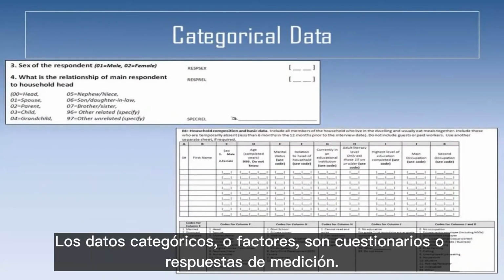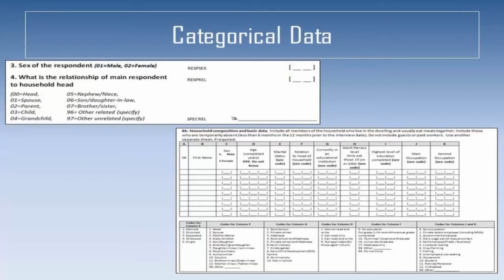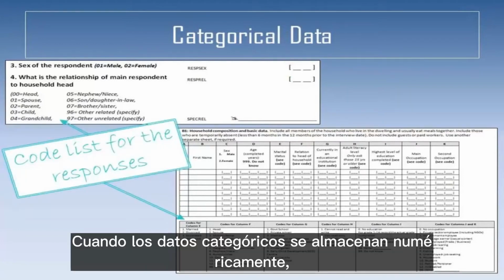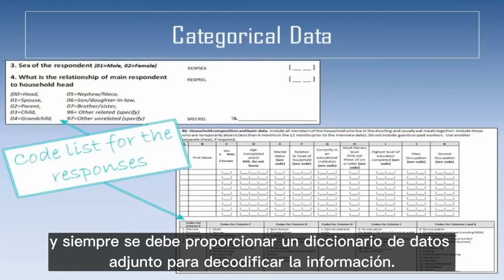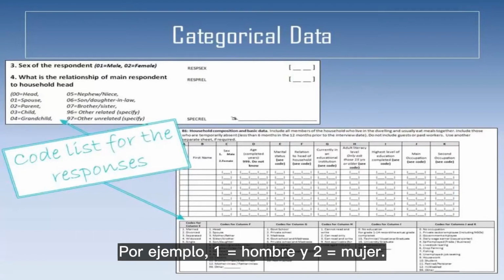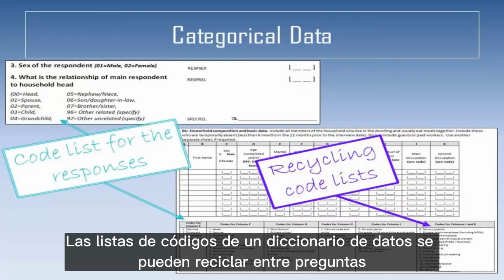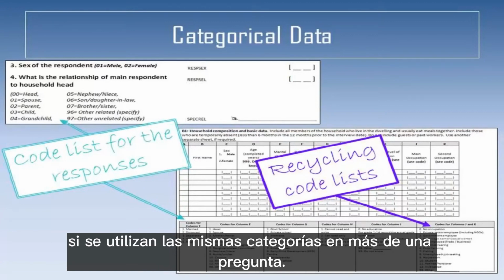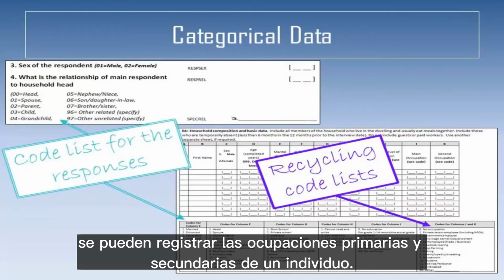Categorical data or factors are questionnaire or measurement responses that fall into categories, for example, respondent gender, male or female. Where categorical data is being stored numerically, each of the categories should be assigned a code, and an accompanying data dictionary must always be provided to decode the information. For example, 1 equals male and 2 equals female. Code lists from within a data dictionary can be recycled across questions if the same categories are used in more than one question. For example, using a single list of occupations, the primary and secondary occupations of an individual can be recorded.